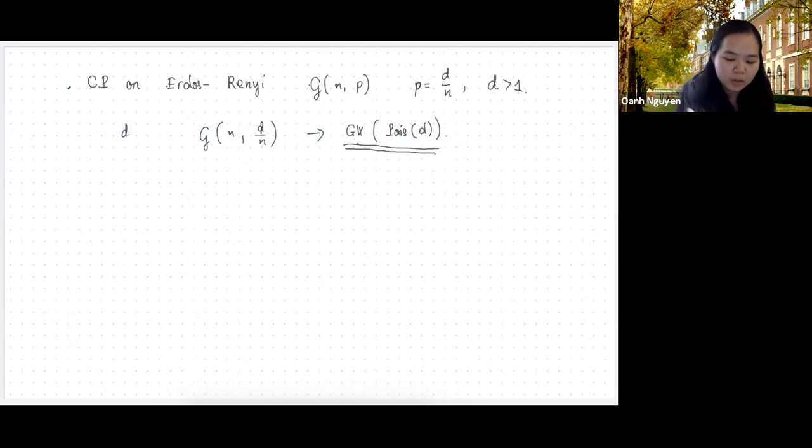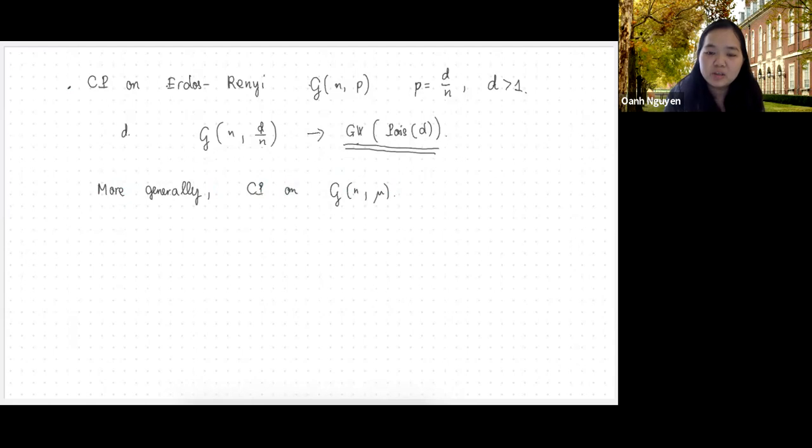And more generally, we study the contact process on G(n, mu), where mu is the distribution, and this is a random graph where each vertex has degree distribution mu.